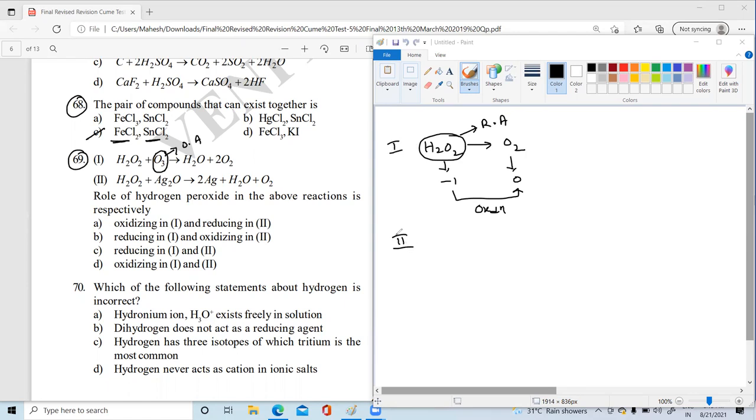And in equation number 2, students, it is the same thing. In equation number 2 also, H2O2 is converted into O2 form. Same explanation, students. Here also it is acting as a reducing agent. So in both cases it is a reducing agent, students. The answer should be C.